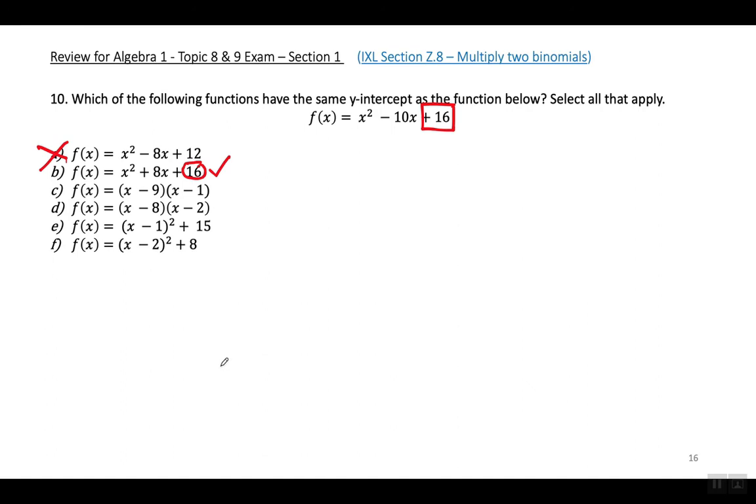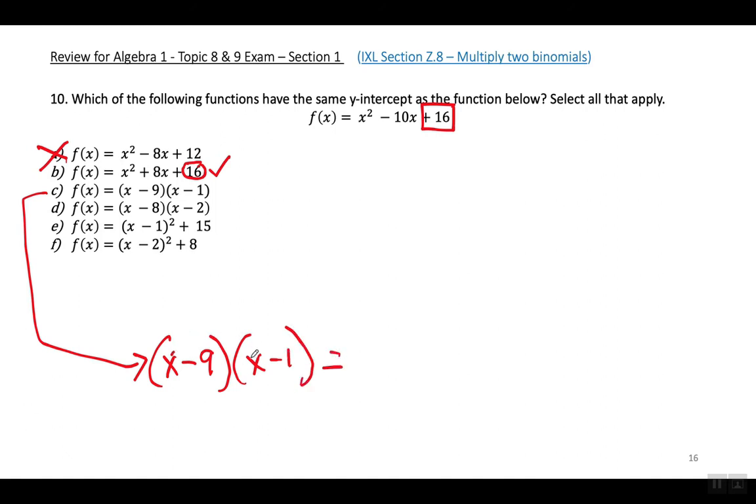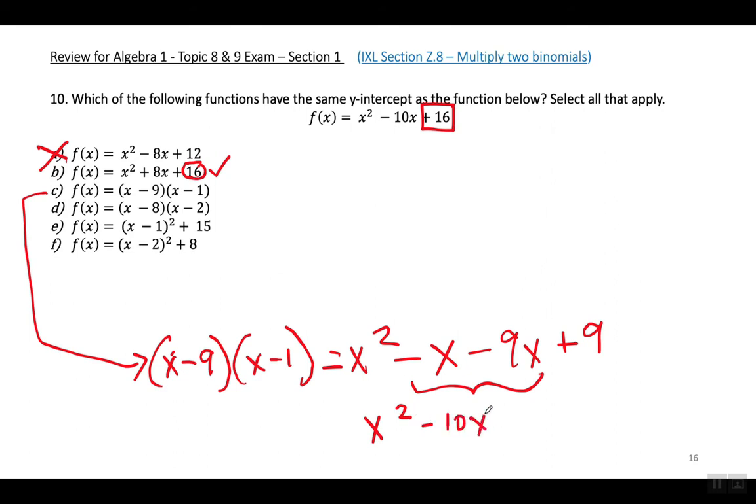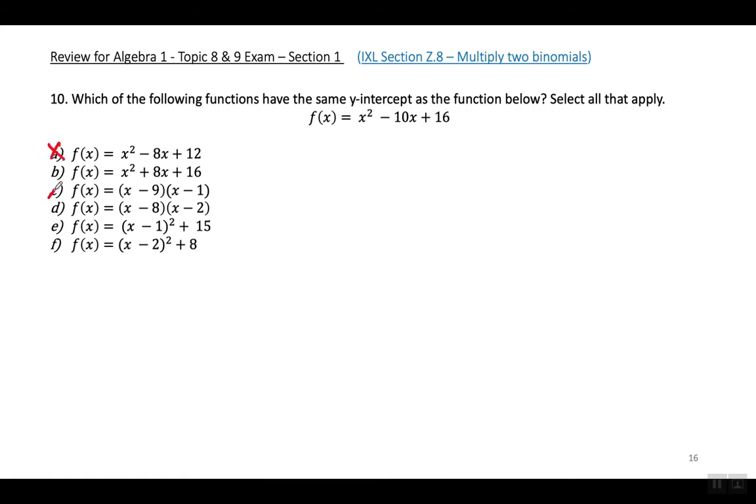All right, let's look at letter C. Let's work it out so that we can know for sure what the y-intercept is. How do we work that out? By multiplying x minus 9 times x minus 1. You multiply x times x, you get x squared. X times negative 1, you get negative x. Negative 9 times x, you get negative 9x. And negative 9 times negative 1 is positive 9. Now let's combine these two like terms in the middle. So you're going to get x squared minus 10x plus 9. Here's my y-intercept. Does that say 16? Nope. So therefore C is wrong. So far A and C are wrong and B is correct.